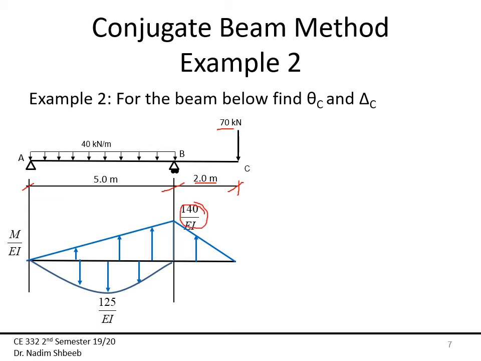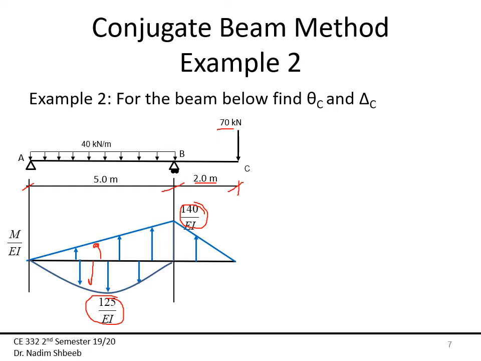Here, my moment is equal to 0, so I'm just using this line, and then I'm superimposing the 40 kilonewton per meter, or WL square over 8, which is my 125 over EI. So this is now my moment diagram. Again, the loading is going to be away from the beam, though. So this is away from the beam and away from the beam.